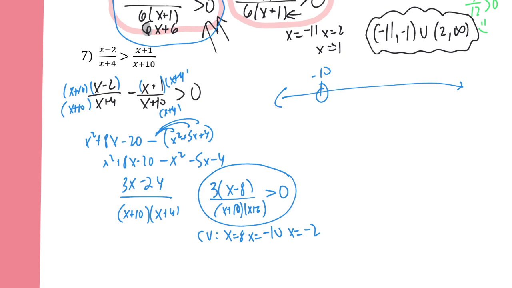So we've got -10, and the next one on our number line is -2, and the biggest critical value is 8. These are all open circles, and let's find the fraction we want to use. I don't like to do it in factored form, so I would do (3x - 24) over x squared plus 14x plus 40, foiling out these things, has to be greater than 0.